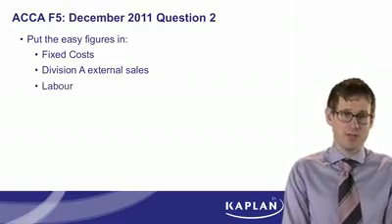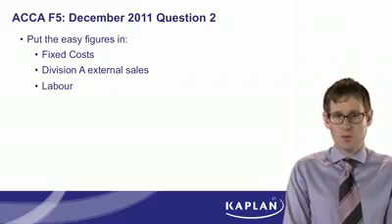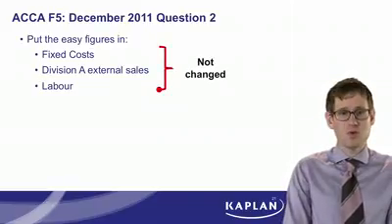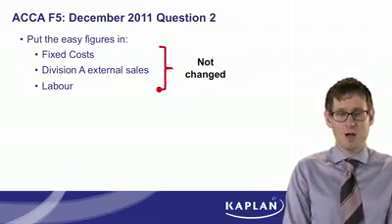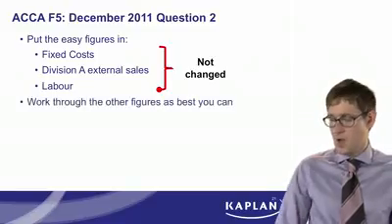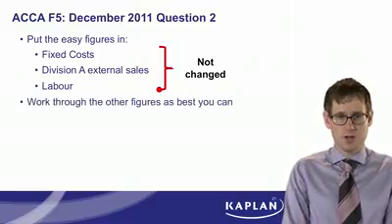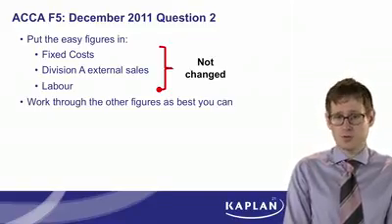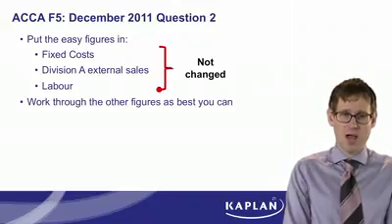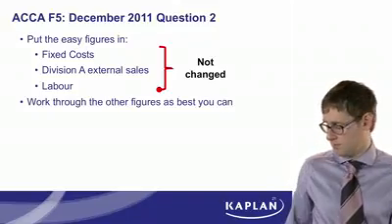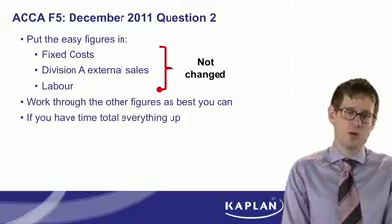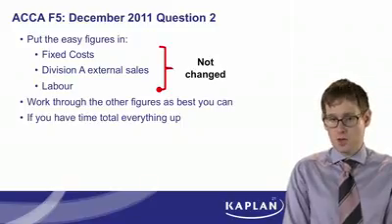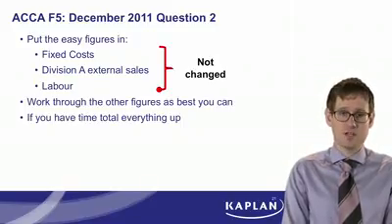Then enter the labour. In this case, the labour was the same whether we sold internally or externally. And those have not changed between Parts A and Part B. Work through the other figures then as best you can. Part B in this question was a challenging part, so if you only pull 3 or 4 marks together, you should be more than happy with your performance here. If you have time, total everything up, but again, don't be worried about dropping the question and moving on to Part C if you haven't quite finished all the numbers.